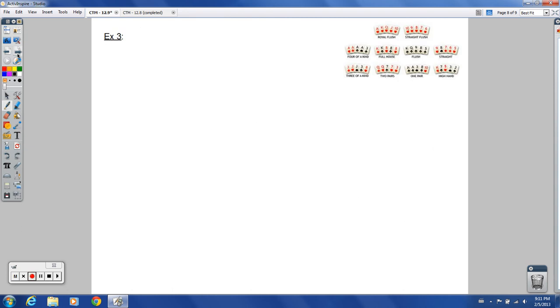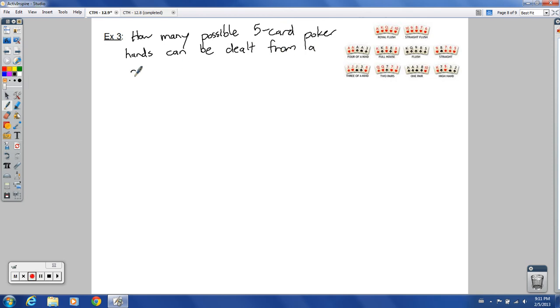All right, let's move on to a third example. This is a poker example. These are some different poker hands, but my question to you is, how many are there actually? How many different poker hands could you have? How many possible 5-card poker hands can be dealt from a standard deck?